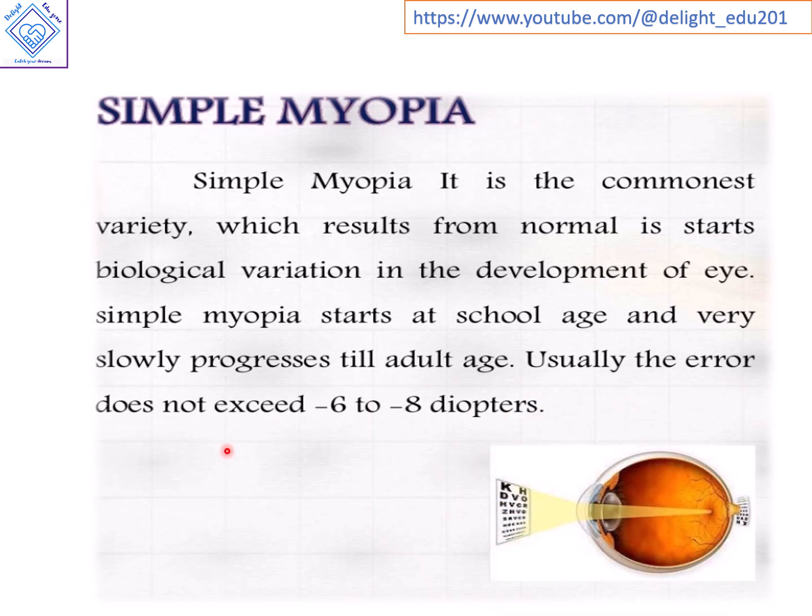Second category, or the second type, is simple myopia. What does it mean by simple myopia? That is the commonest type of myopia, which results from normal biological variation in the development of the eye. Simple myopia starts at school age and very slowly progresses till adult age. Usually the error does not exceed -6 to -8 diopters.